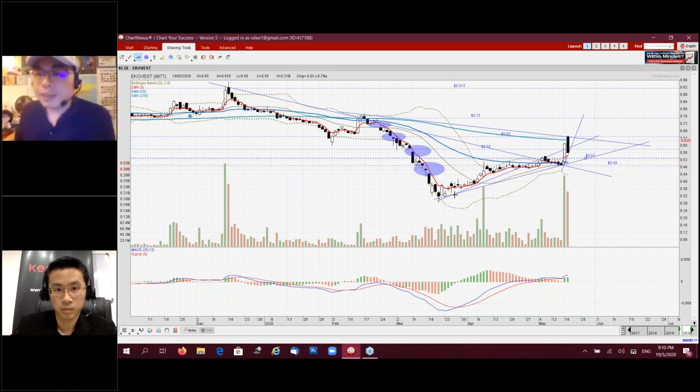So how to define this line? You draw this line here, draw all the way up here, touching this, and then draw up here to be one of your gauge. If this line is not break, that means you are in the game. Okay? So this is EcoVest. Any more questions regarding others?